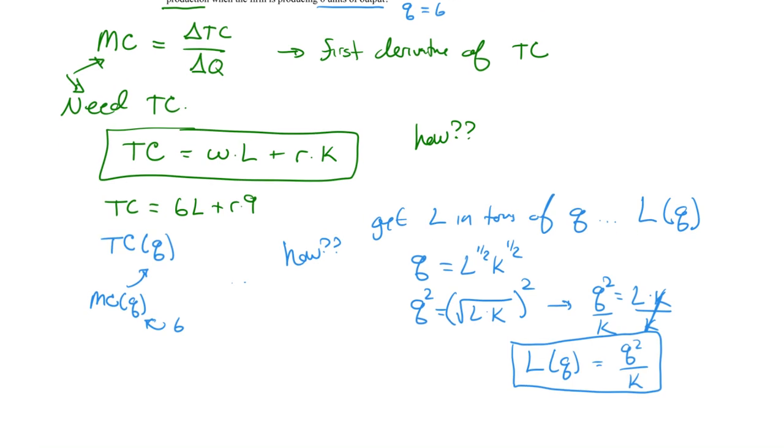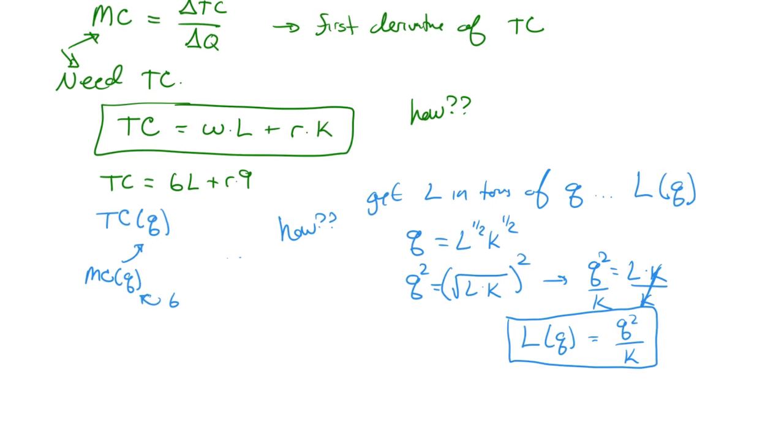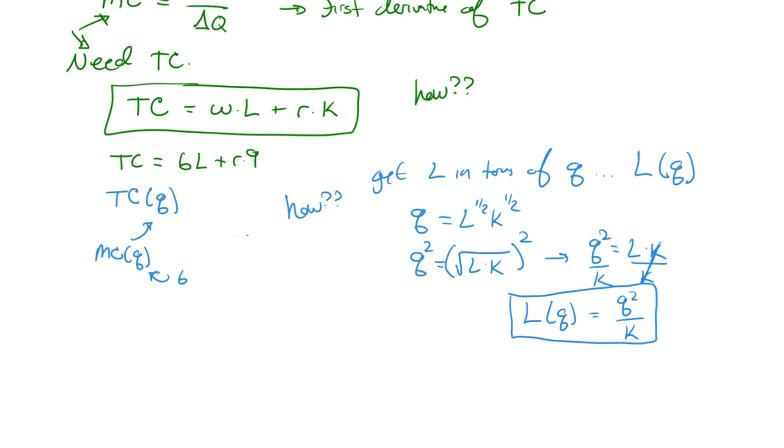I'm going to scroll down a little bit, so if you need to pause and write some stuff down, that's perfectly fine. Let's scroll down a little bit. I'm also going to change colors to show that we're doing the next step. So now total cost, but instead of L, we are plugging in Q squared over K. That's over here, we're just plugging that in over there. And then plus R times K.